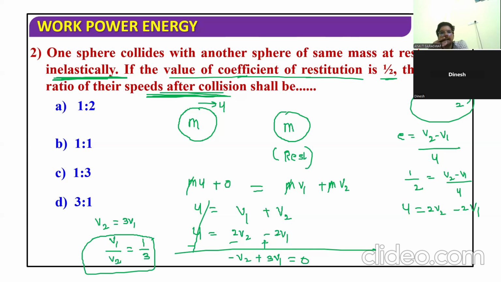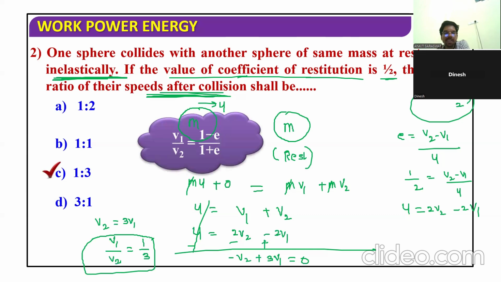Is it okay? Is it clear? Any doubt? Did I learn any formula? Tell me. No, sir, we apply the concept. And what they are writing, V1 by V2 is equal to 1 minus E by 1 plus E, what nonsense they are doing. This is what you will find in NCERT. But if you learn the concept, there is nothing to worry about.